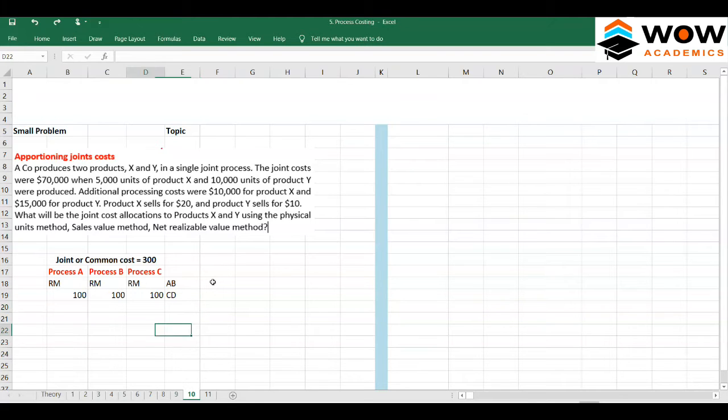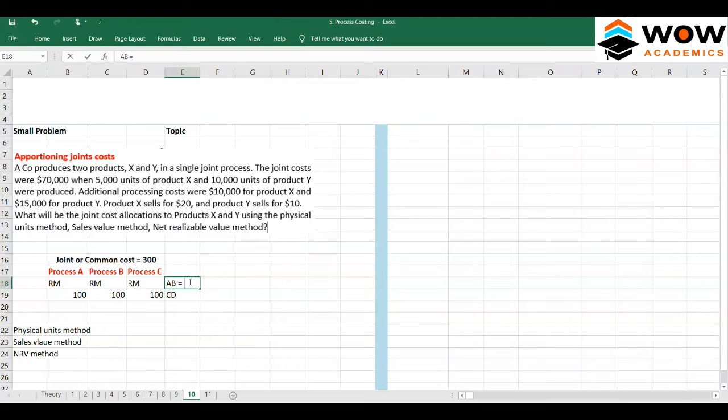We'll start with the physical units method, the second one is called sales value method, and the last one is net realizable value method. So there are three methods in which we could split this 300. This 300 has to be split because only when you split can we find out what their cost is. So assuming that it's going to be the physical units method, because that's the easiest one.